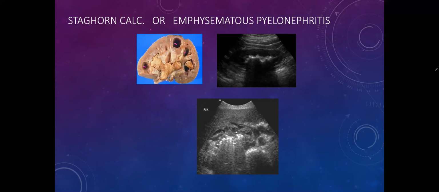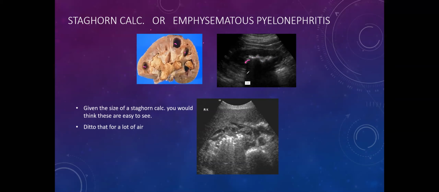Anyway, what kind of words do I have? Okay. Given the size of a staghorn calculus, you would think these are easy to see. Now, I picked from the internet a very easy to see staghorn calculus. And it's easy to see because of a very distinct shadow. There's no doubt that this is shadowing. So that should be easy enough to find.